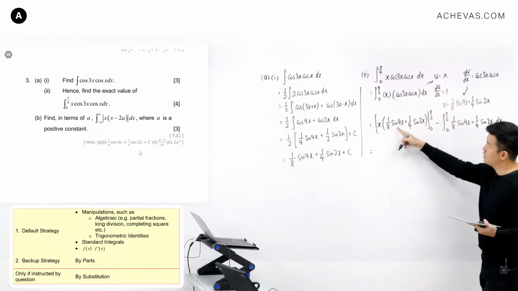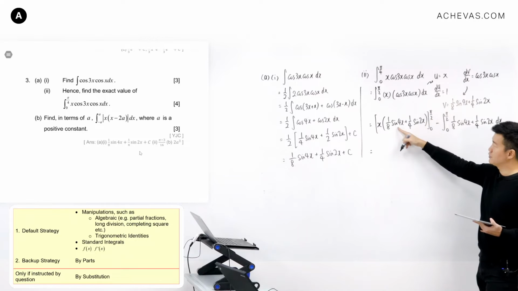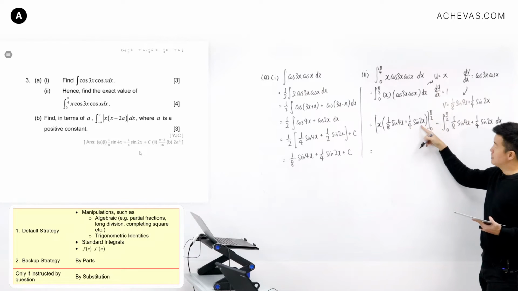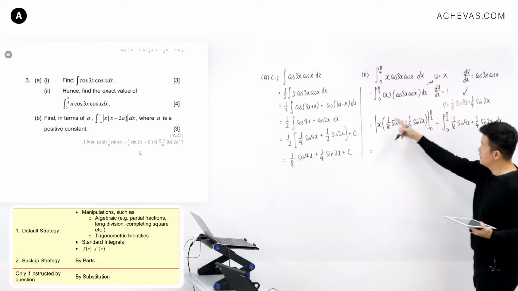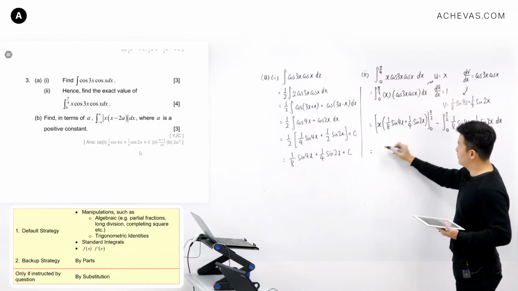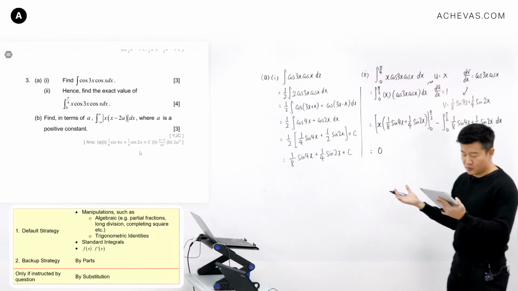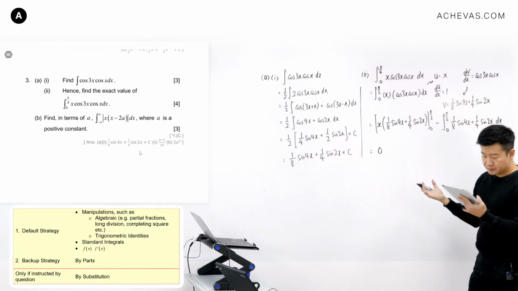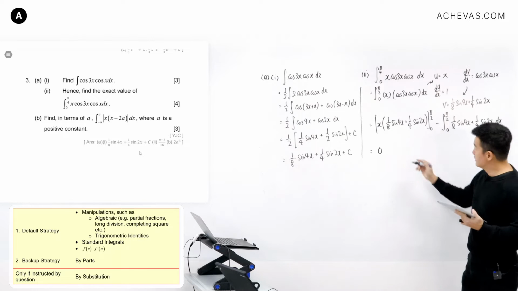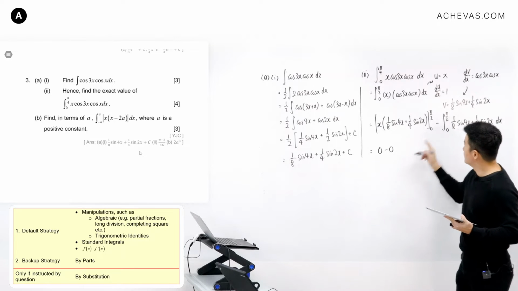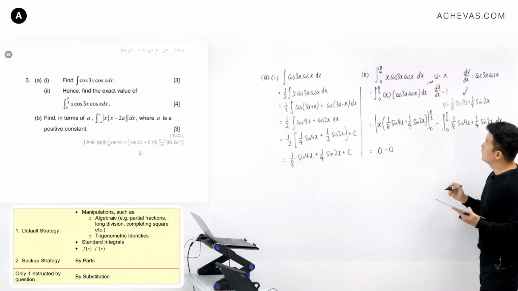Oh, actually, when I do a sine 4 times pi over 2, it is going to be a sine 2 pi, which is 0. And if I were to sub this in, we will have a sine pi, which is also going to be 0. So this is going to become 0 when I sub pi over 2 in. When I sub 0 in, it will also become 0. So I guess we will just be having a 0. So minus 0. Pi over 4.